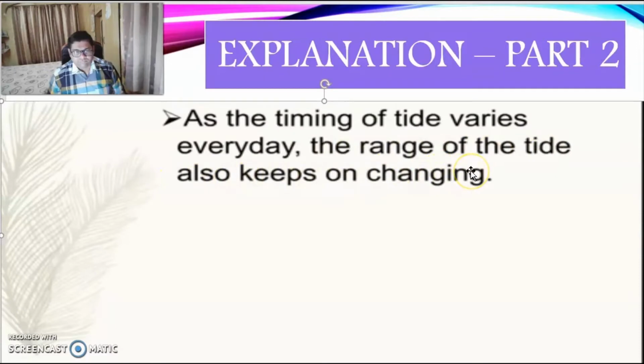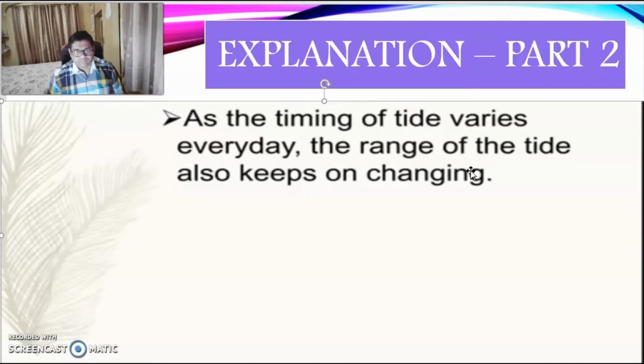As I have told you, the time varies. Suppose it is high tide at 9 o'clock in the morning, then the second high tide will be after 12 hours 25 minutes. Yes, and then again after 12 hours 25 minutes. So within a day, you will have a cycle of high tide and low tide.